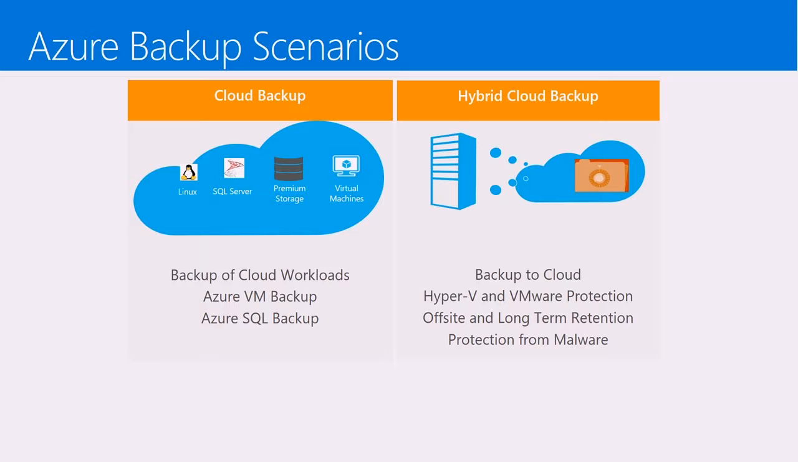But because enterprises don't only exist in the cloud, and they tend to be hybrid, we also give you the ability to back up on-premises workloads into Azure storage also. So you can back up client machines, you can back up your Hyper-V, your VMware infrastructure, you can use it for off-site or long-term retention. So typically, in the way that you'd use tape, you would ship your tape to a secondary or tertiary location, as the case may be. Instead of using tape, you can use Azure for your archiving location. And then also, we have protection from malware, which I'm going to demo for you guys in a moment.